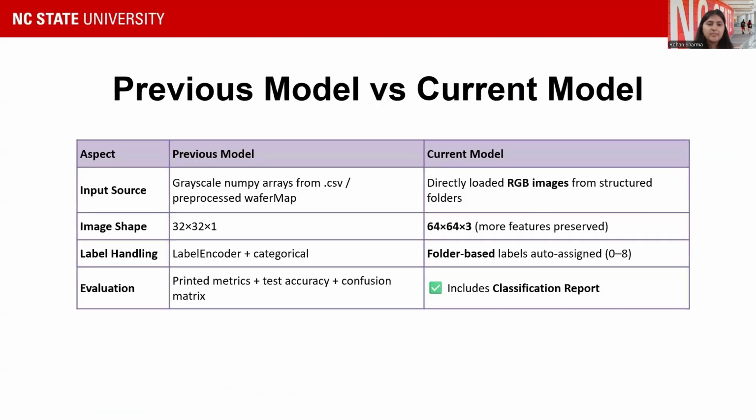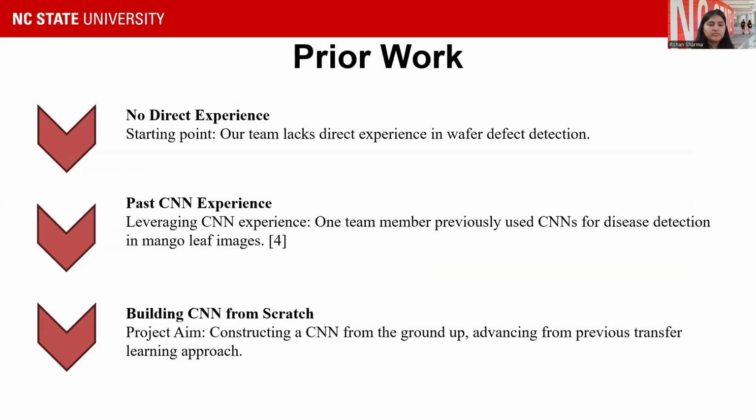So this is just a comparison of our previous model and our current model. Earlier we were using grayscale images, but now we are using RGB images with 64 by 64 resolution, so that the CNN model can detect the features more clearly and preserve them. Our evaluation also includes a classification report.